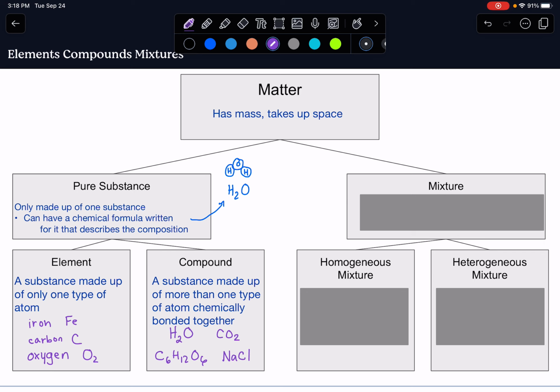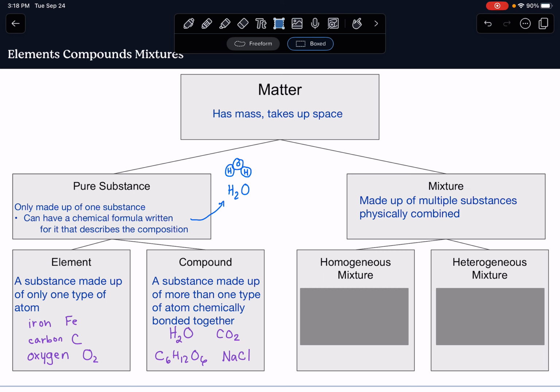Okay, so those are elements and compounds, and both of those are types of pure substances because you can write chemical formulas for them. A mixture, on the other hand, is when you have multiple substances physically combined together. And this is different from a chemical bond because if you can physically separate two substances, that does not require a chemical reaction. So that would be something like using a magnet to pull iron, or it would be boiling away one of the liquids present. Those would be two examples of physically separating a mixture. So if you can physically separate into multiple components, it's going to be a mixture.